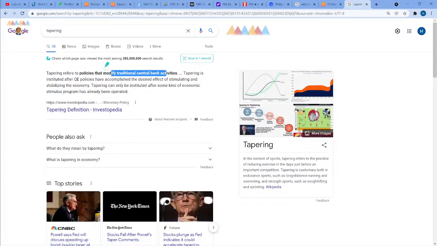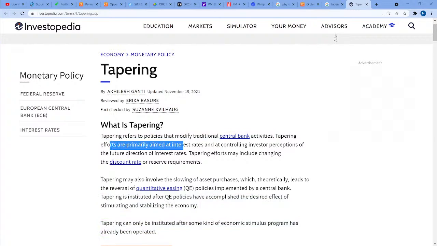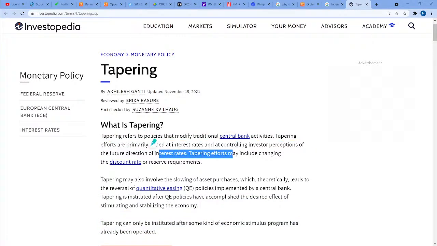Policies that modify traditional central bank activities, instituted after QE policies. So pretty much what this means is efforts primarily aimed at interest rates and at controlling investor perceptions of the future direction of interest rates. May include changing the discount rate or reserve requirements. May also involve the slowing of asset purchases.